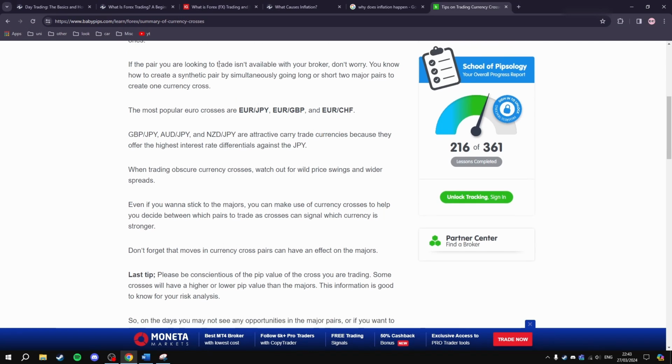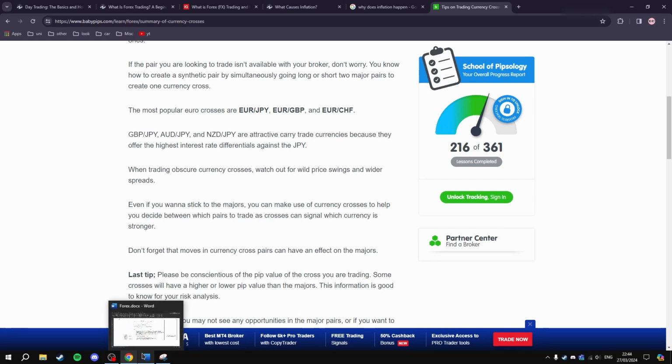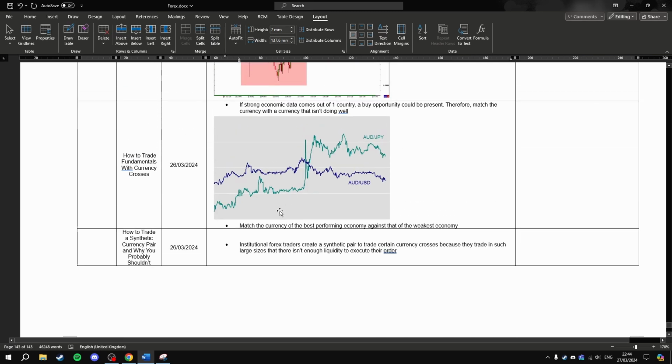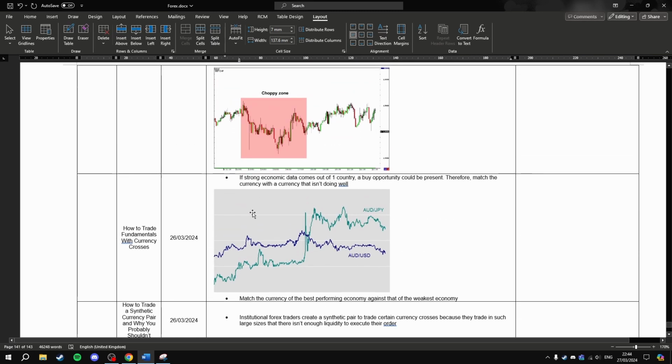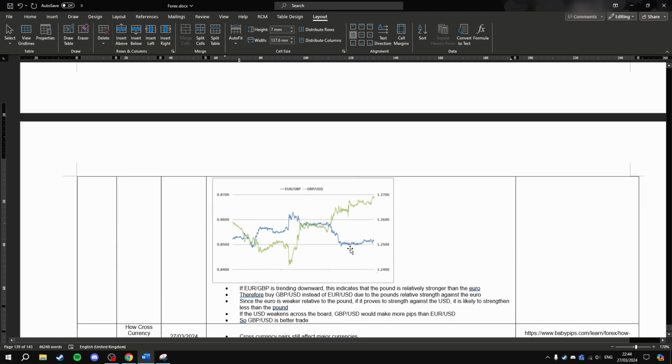If the pair you're looking to trade isn't available with your broker, don't worry. You know how to create a synthetic pair by simultaneously going long or short two major pairs to create one currency cross. But that's not really viable, as we've discovered, because you need to trade a yard, which is like 1 billion units of whatever currency you're trading. It also presents wider spreads and less liquidity, so it's just harder to do. Just don't do it unless you're trading big volumes of currency.